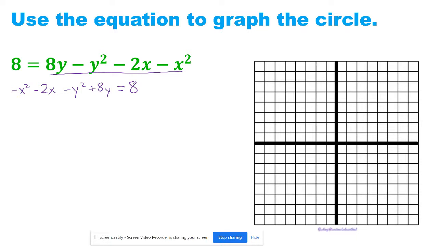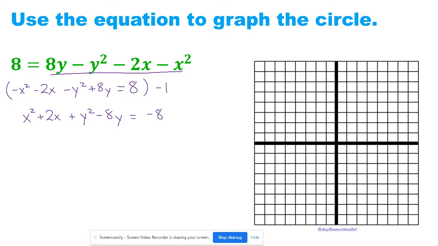So what you need to do in this situation is multiply the entire equation by -1 and change the sign on everything. And you're allowed to do this as long as you're doing the same thing to both sides, which we are. So this is a legal algebra move we're doing here. So this becomes x squared plus 2x plus y squared minus 8y equals -8.